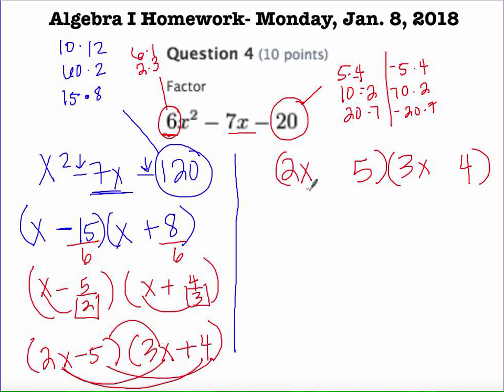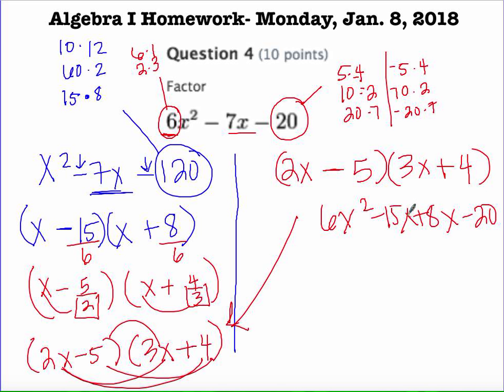I am going to have 8x and 15x, and I need the 7 to be negative. So I need to know the 15x has to be the negative, and the 8x has to be the positive. So when I fold it back out, I already proved that it works. That's going to give me 6x squared minus 15x plus 8x minus 20, and this middle term comes out to be minus 7x.